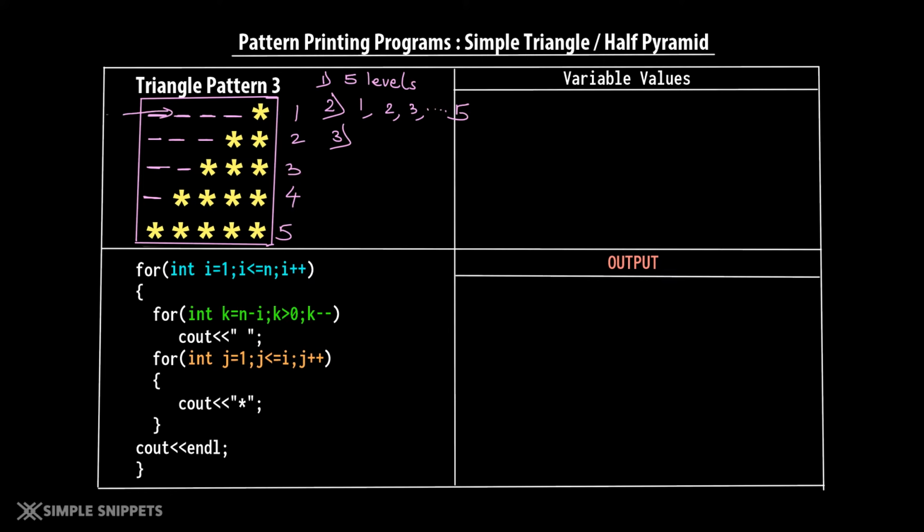So for the first level or first line, you have 4 spaces and then 1 star, right? Then you have 3 spaces, then 2 stars, then you have 2 spaces, till we have 0 spaces. So for the last line, you don't have any space because all the spaces are occupied by the stars. Okay, so these are the 3 observations that you can make by looking at this triangle pattern.